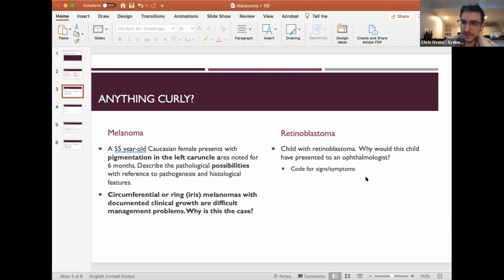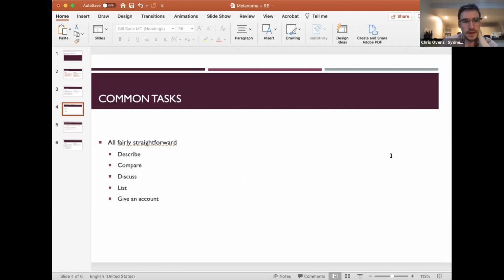And retinoblastoma, again, most of them were fairly straightforward. This was the only one that I found that was slightly different: why would this child have presented to an ophthalmologist? Again, just code for signs and symptoms. But that's the only thing different to that list that we showed before. In terms of common tasks, there wasn't really much to say here. It was all fairly straightforward as well.